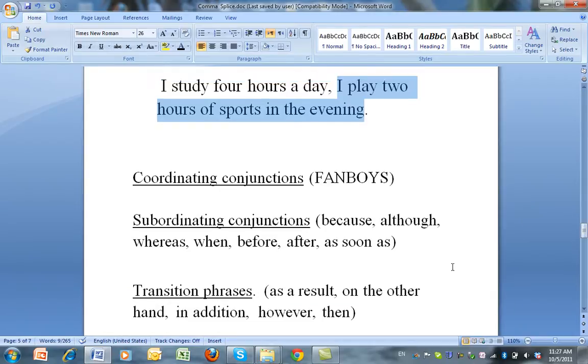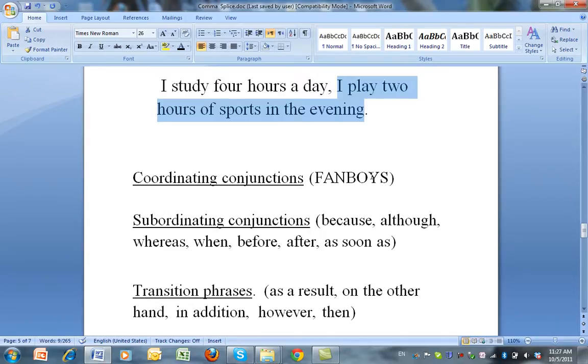This could be a relationship of time. You do one thing before the other. Okay? Or it could just be a simple relationship of addition. It's like, hey, I do this and I do this. That's just the way it is. So it depends on what you mean.